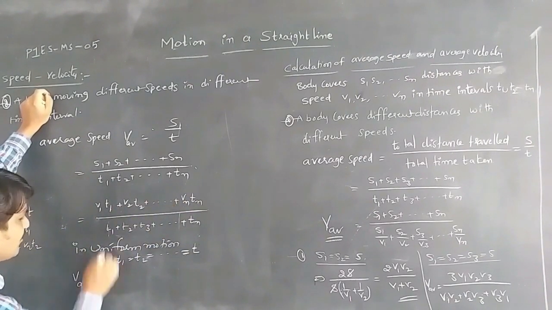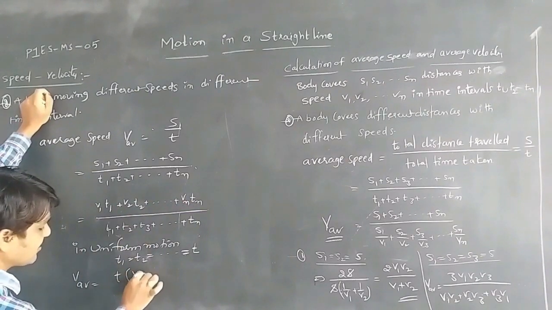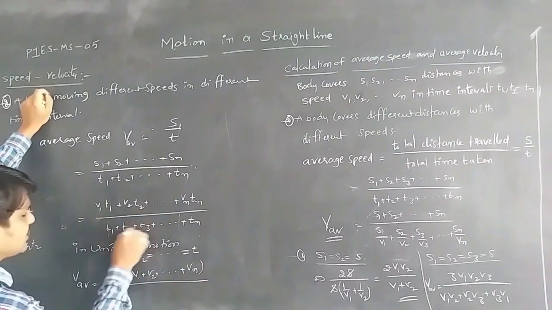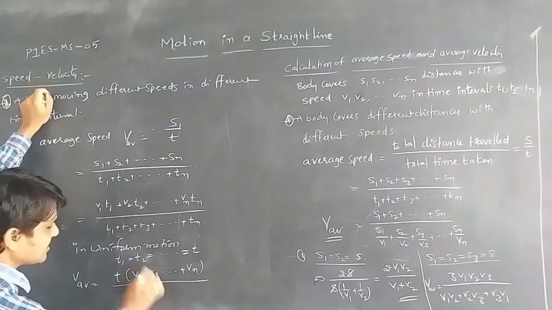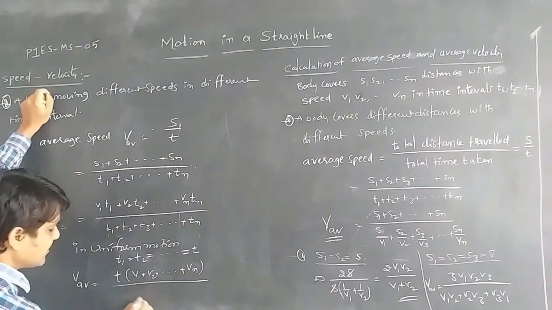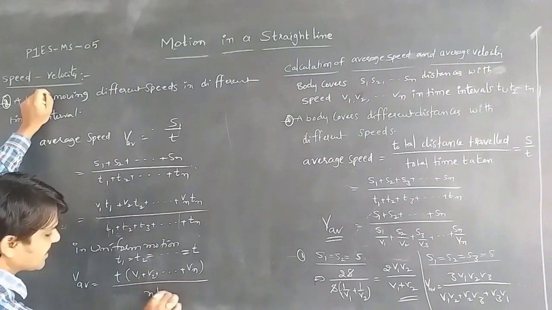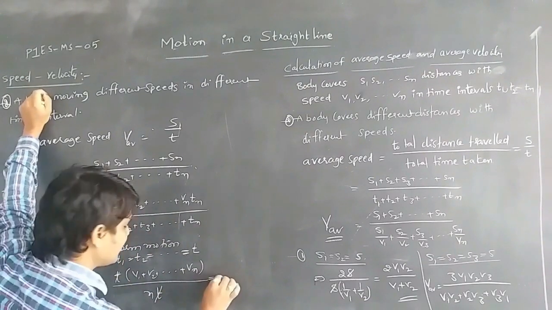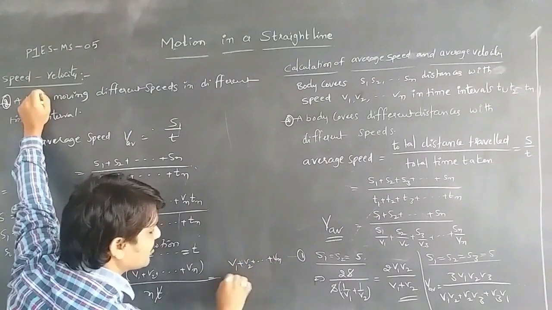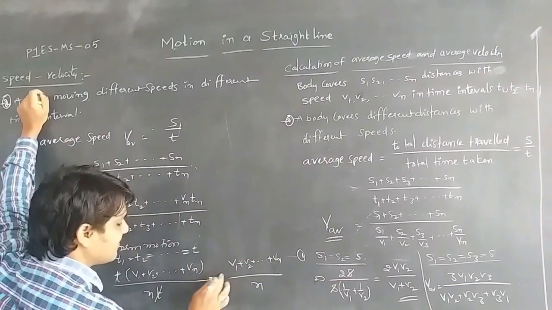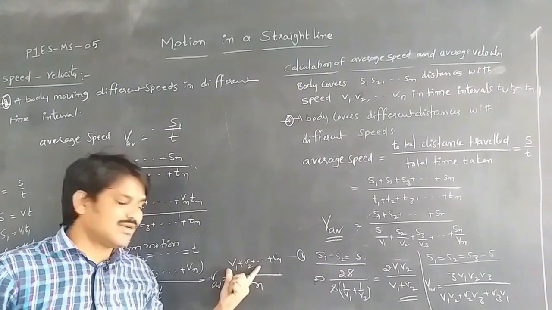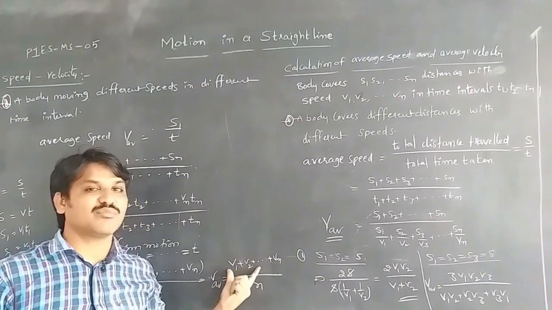T times V1 plus V2 plus so on up to Vn, divided by the number of T's, which is n times T. So the number of T's means the number of time intervals, and then T gets cancelled. From this relation we get V average is equal to V1 plus V2 plus so on up to Vn by n. This is called the arithmetic mean of individual speeds.